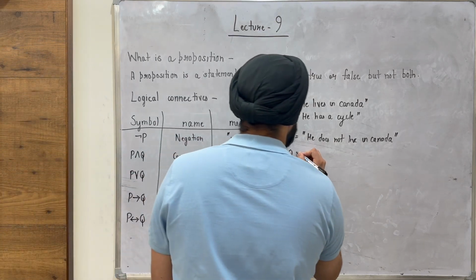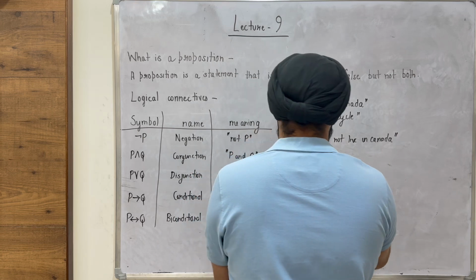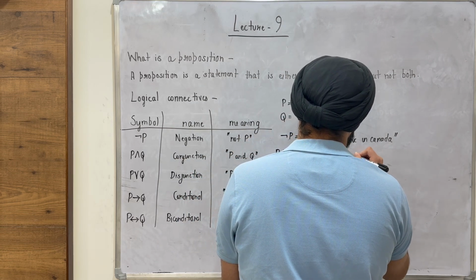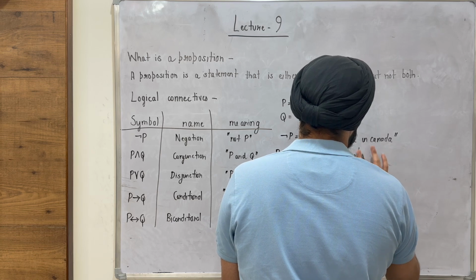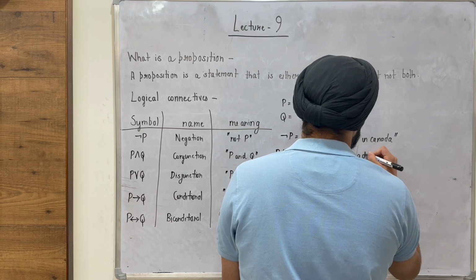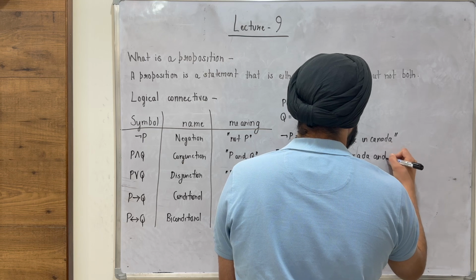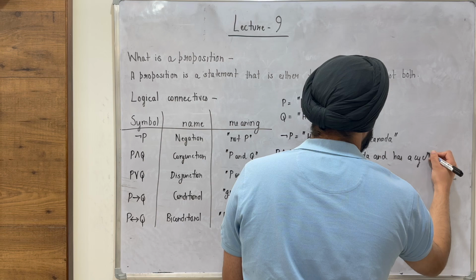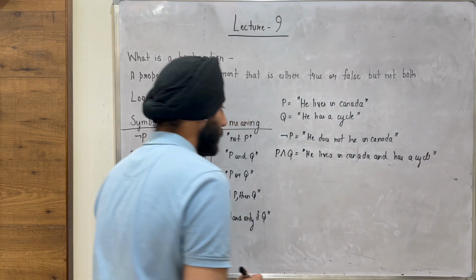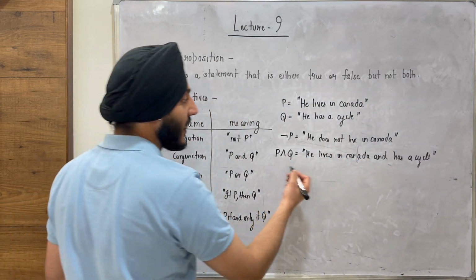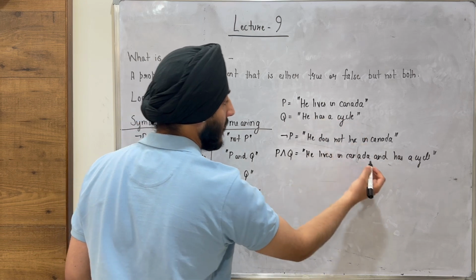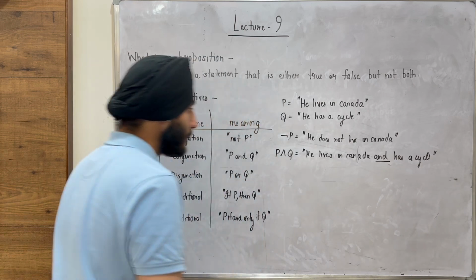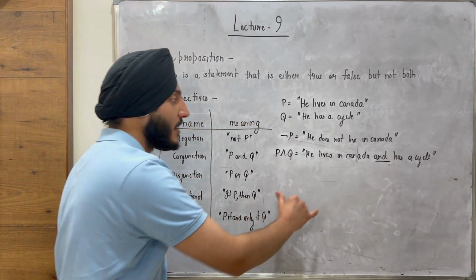P and Q is he lives in Canada and has a cycle. Okay, so he lives in Canada. This was the first proposition P. I added an and in between, and has a cycle, right? So this is going to be the conjunction.